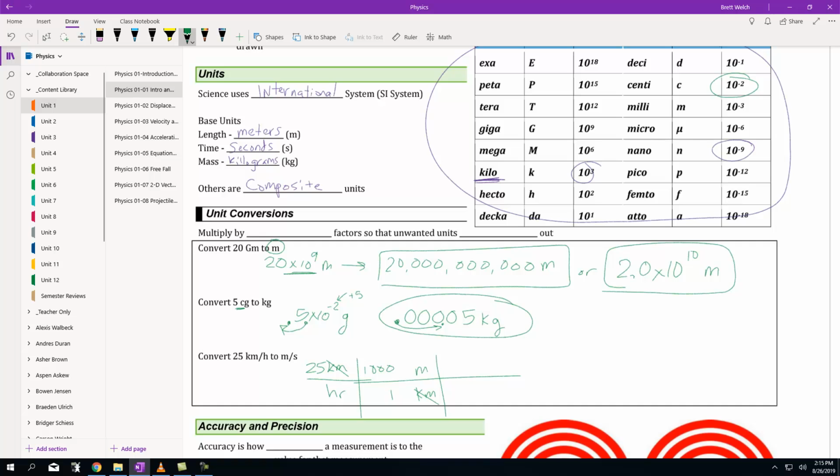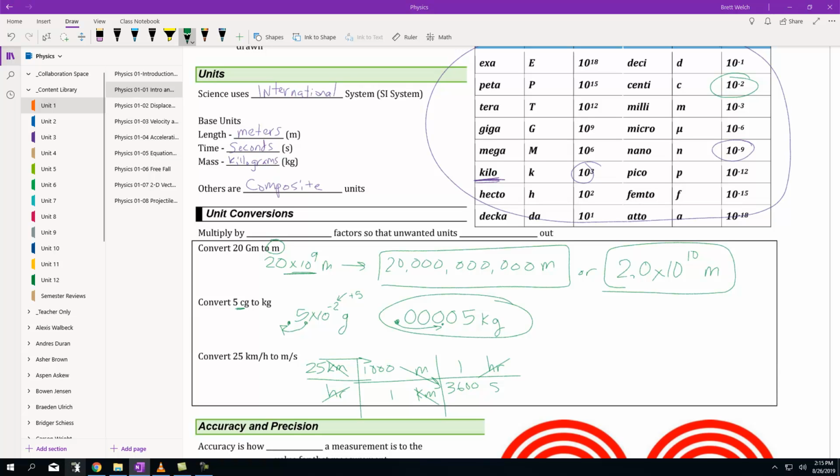And then I have to convert my hours. I have hours and I want to get seconds. Well, 1 hour is 3,600 seconds. And so we can see how the hours are going to cancel. In this problem, I'm going to take 25 times the 1,000, and then I'll divide it by 3,600.